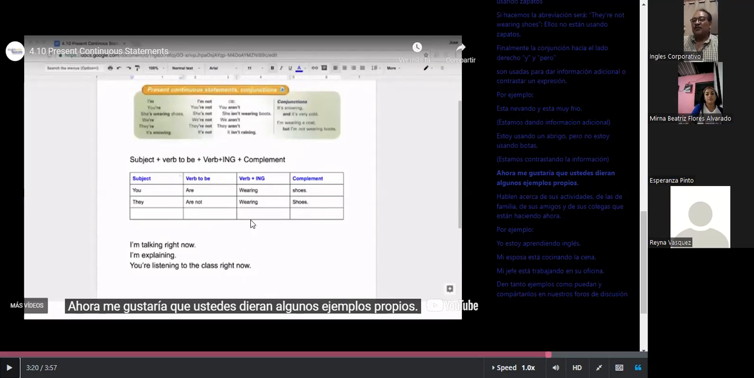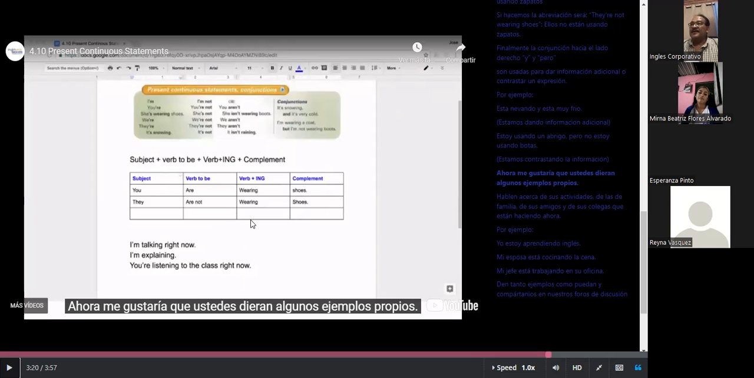But you see, you are eating, estás comiendo, right? Pongamos otro verbo, dígame un verbo. Brush. Brush, ok. You are brushing your teeth. Te estás cepillando los dientes. You are brushing your hair. Te estás cepillando el cabello, right?